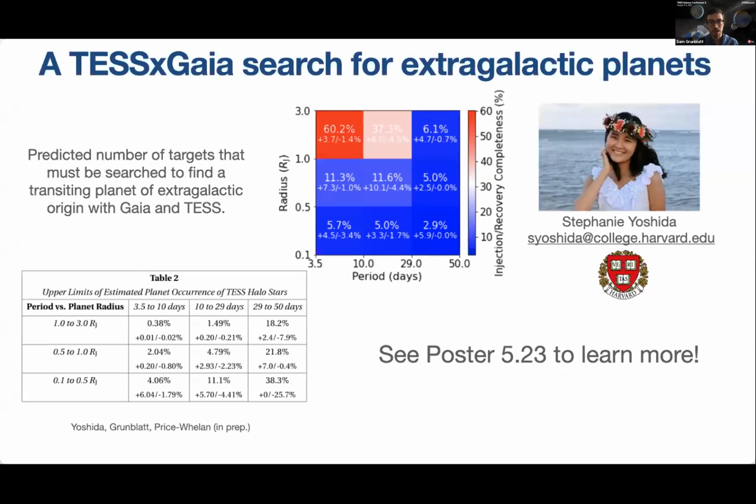So Stephanie Yoshida, who will be starting her undergraduate career at Harvard College next month, has been searching these stars for planet transits and has placed upper limits on the occurrence rates of hot Jupiters around halo stars observed by TESS. And this let us predict the number of stars that need to be searched with Gaia and TESS in order to find a transiting planet with an extragalactic origin. This would be a very exciting discovery, but based on this work, I'm not too surprised it hasn't happened yet. Stephanie's poster should be available for the rest of the conference, so check that out.